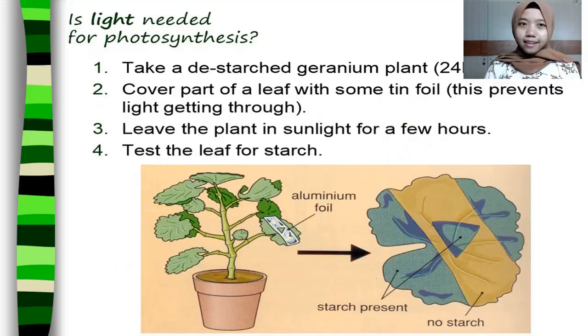Is light needed for photosynthesis? The first step is take a destarched geranium plant, 24 hours in dark. The second is cover part of a leaf with some thin foil. This prevents light getting through. The third step is leave the plant in sunlight for a few hours. The fourth step is test the leaf for starch.